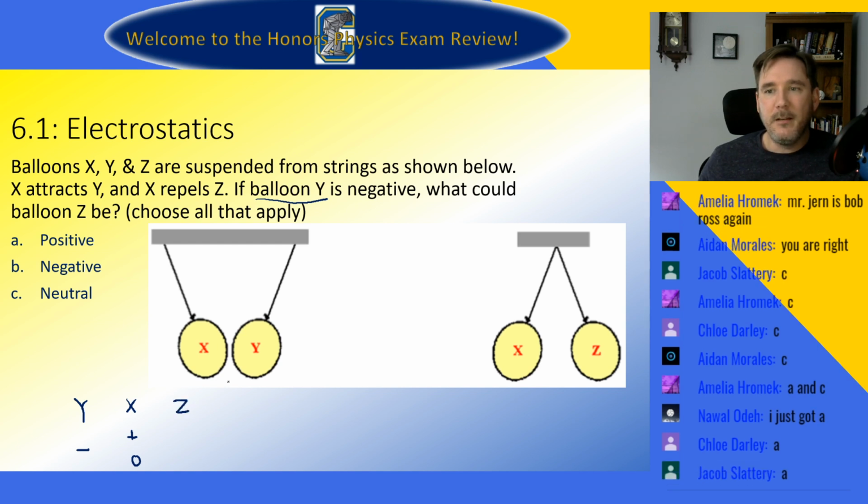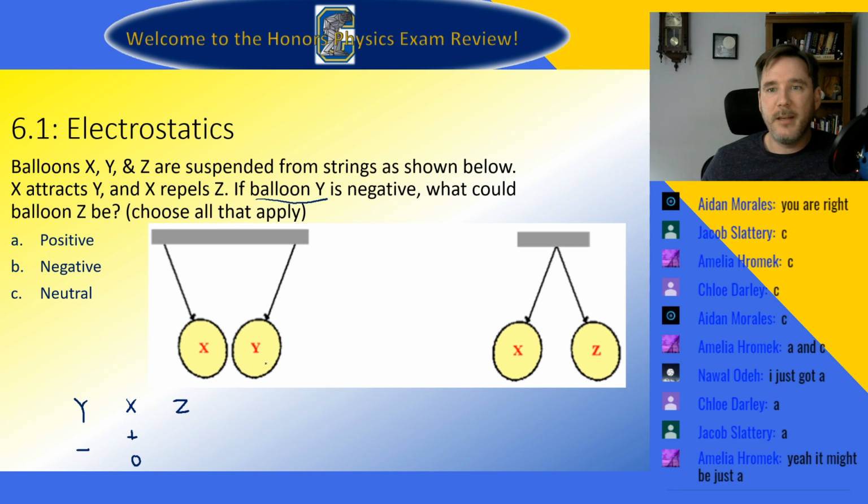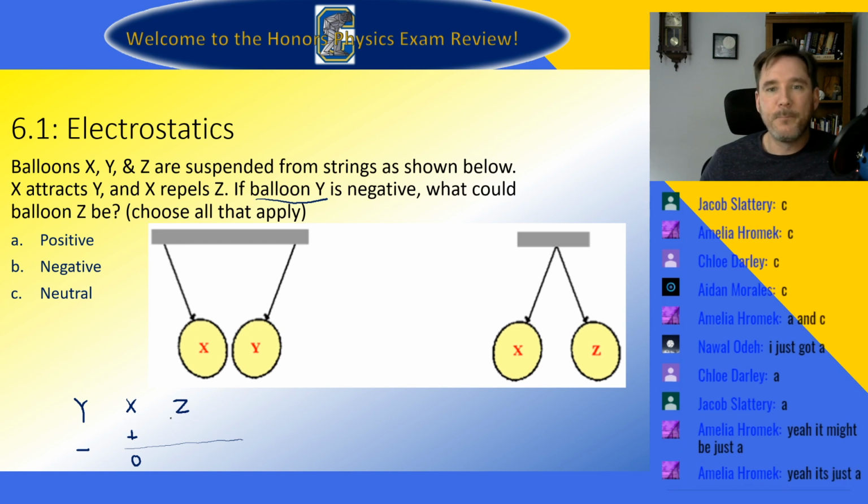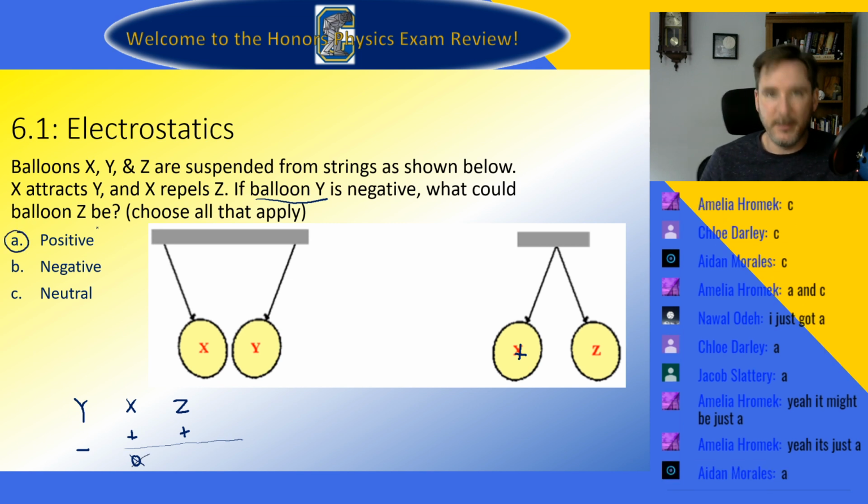And Z then does interact with X, and it's repelled. But how do we figure that? Well, we've got to figure out both possibilities, right? So if X is positive, then Z, to repel it, has to be positive. If X is neutral, well, that doesn't work out because it can't happen. So you're right, it is just positive. Good. Because neutral doesn't repel neutral. Neutral would just dangle there. It wouldn't do anything.